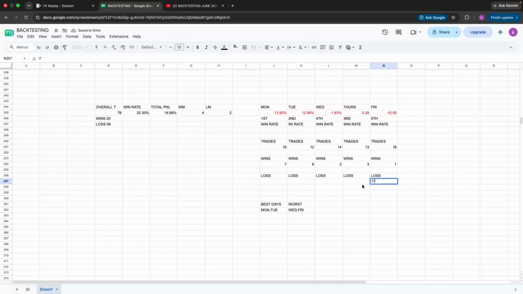17 losses. 13 trades, 3 wins, so 10 losses. Wins are 2, so 12 losses. 6 wins, so 6 losses, and then this would be 9 losses. So I know this one would be a 50% win rate, and then I'll Google the rest.